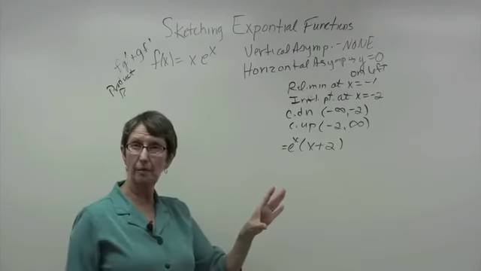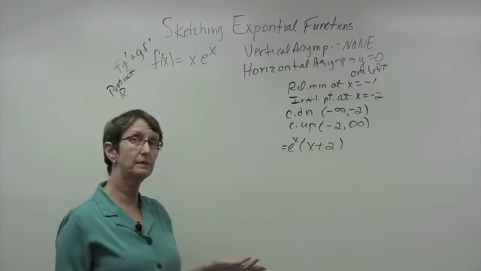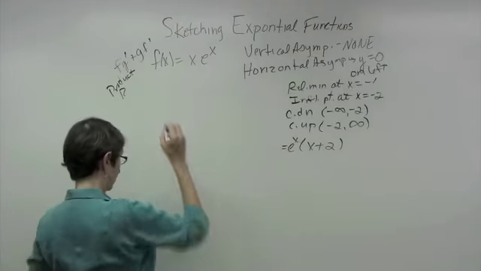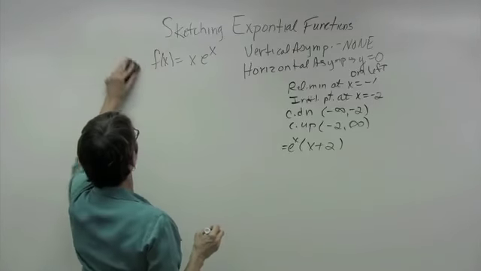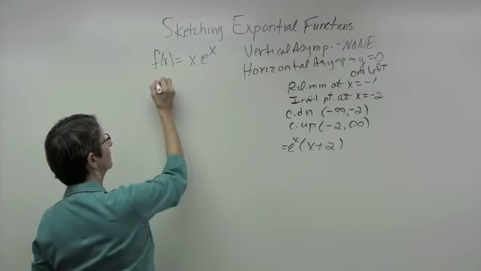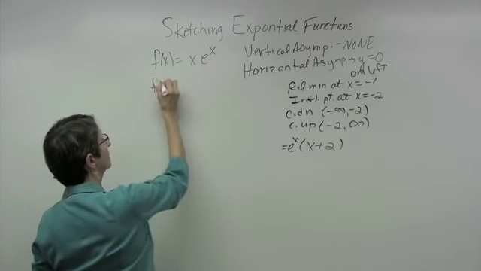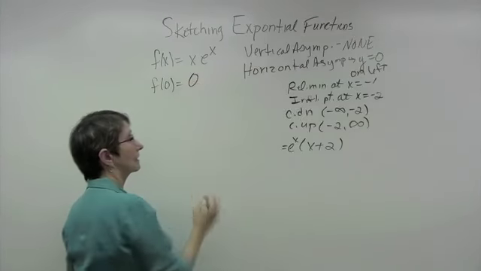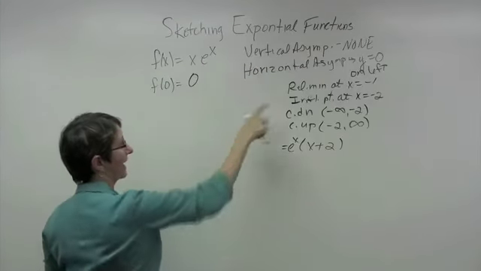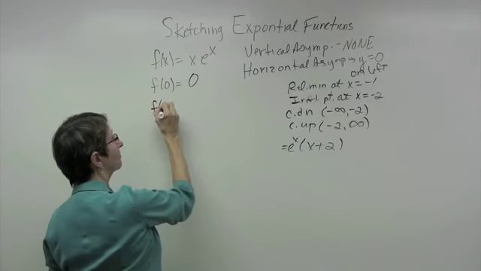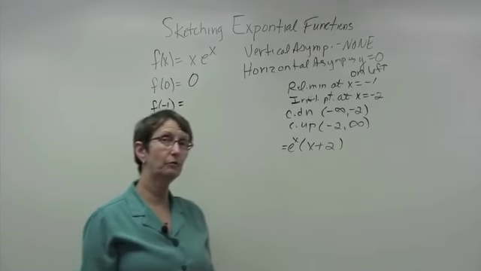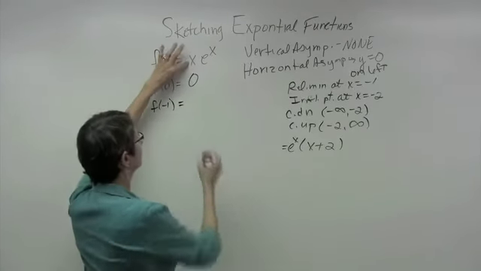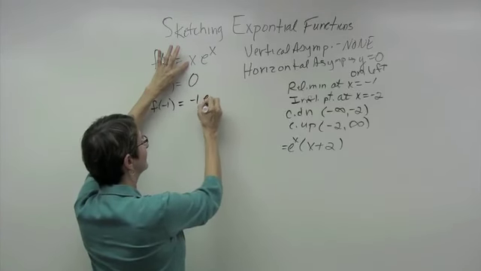It's always a good idea, if possible, to get maybe an intercept. And for this function, if I find f of 0, that's easy to do. 0 times e to 0 is 1, 0 times 1 is 0. Now I want to find where my value of my function is at -1. So if I put in -1, I have -1 e to the -1.